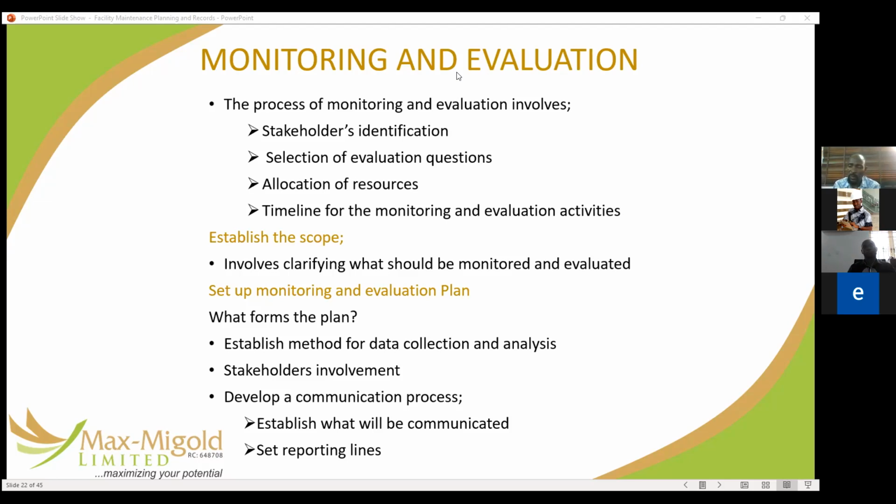Then set up a reporting line. So when there are issues within the factory or within the estate, who are they reporting to? Who is the first responder? Who is the first person that must receive that information when there is an issue? Is it the head of facility, or the facility manager, or facility supervisor? So you need to set up a reporting line. These are what you need to put in place in evaluating and monitoring your maintenance activities.